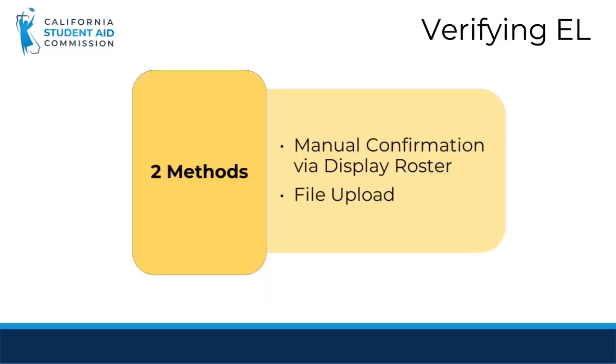Once you have identified your students, how do you go about verifying their EL? Remember, there are two methods to do this: manual confirmation via the online roster or via file upload. Typically, you will use the manual confirmation on the roster when you need to verify a small number of students, and you will use the file upload method when you need to verify a large number of students.